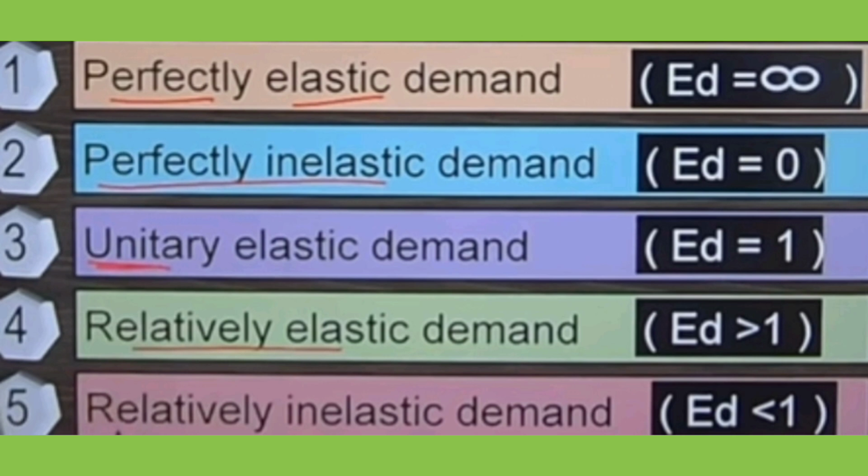Third one, we have unitary elastic demand, which shows ED is equal to 1, which means change in demand is equal to change in the price. And the fourth one, we have relatively elastic demand, where ED is greater than 1, which shows the demand is relatively elastic with the change in the price.